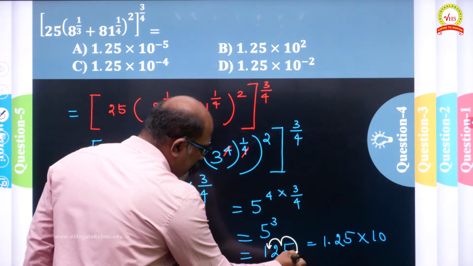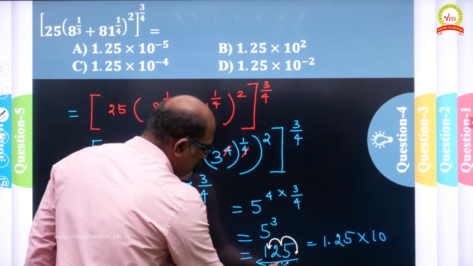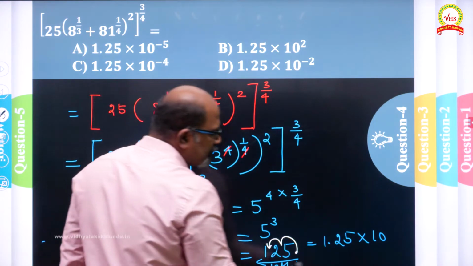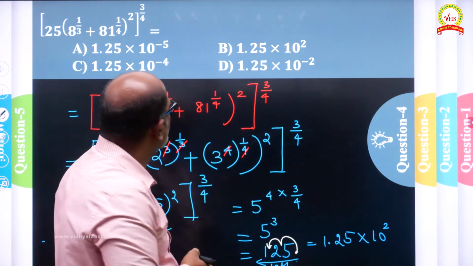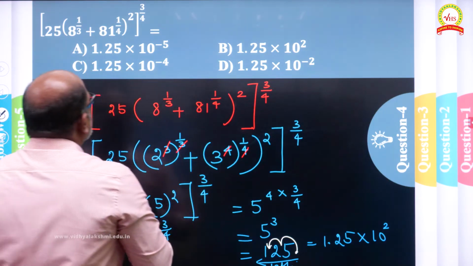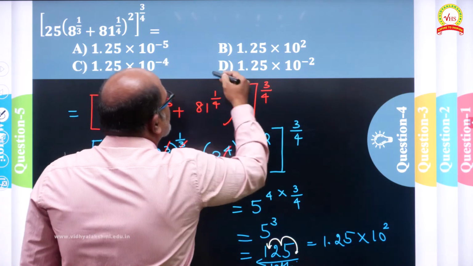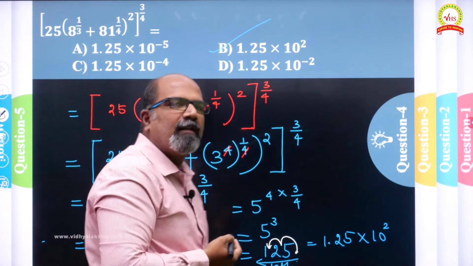We are actually moving towards the left. When we move towards the left, you will be having, yes, plus 2. So 1.25 into 10 power plus 2 is the answer. Yes, option B is the answer, 1.25 into 10 power of plus 2.